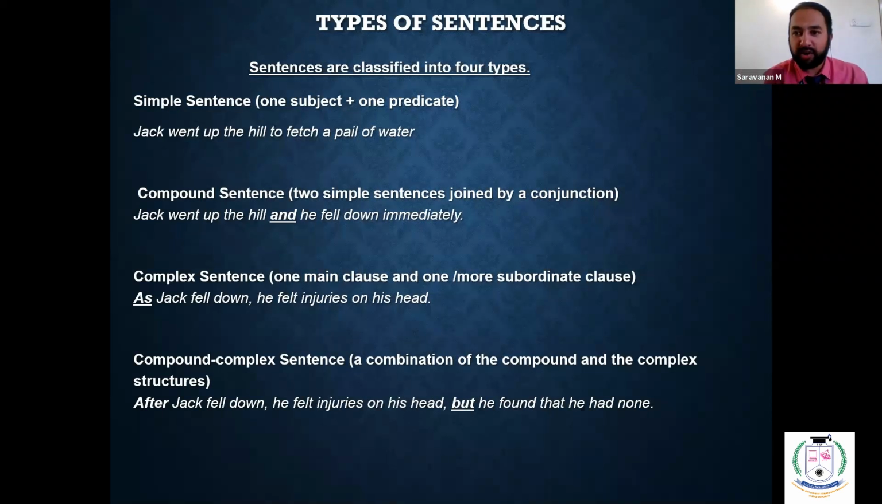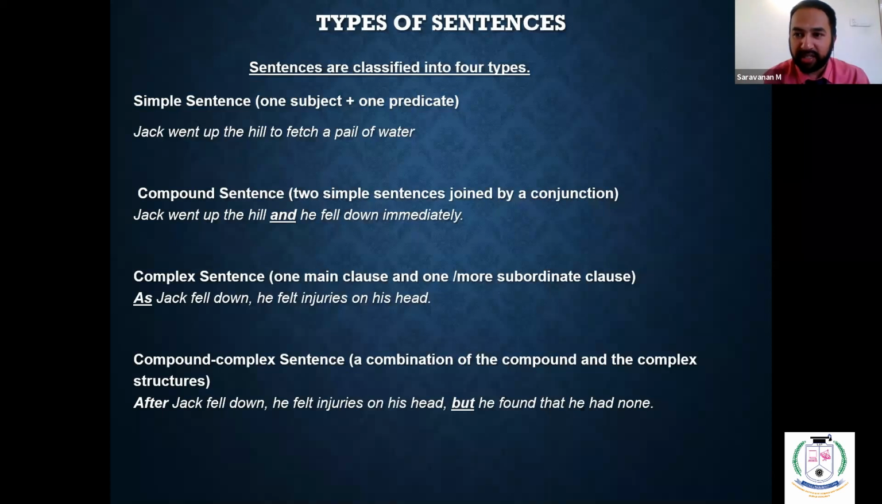What is that conjunction called? Coordinating conjunction. It coordinates between one sentence and the other, and it joins both the sentences. See that? Jack went up the hill. That is one complete sentence. The second sentence is he fell down immediately. That is the second sentence. Both the sentences are joined together using the conjunction and.